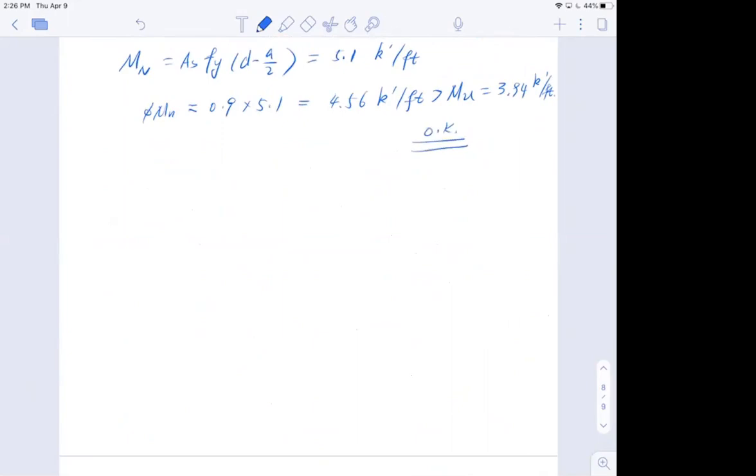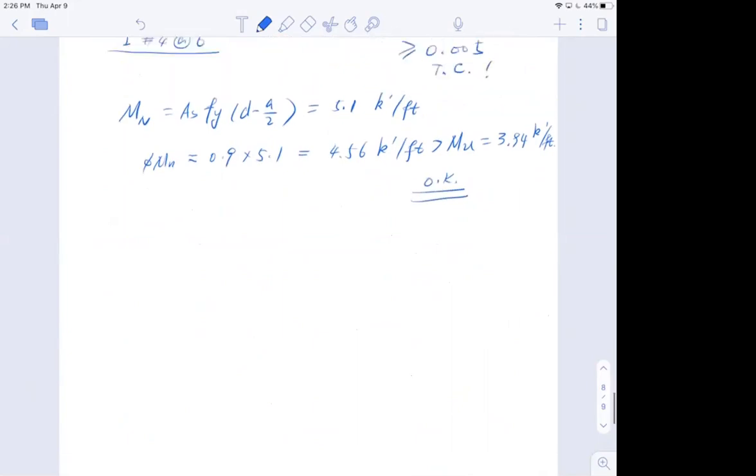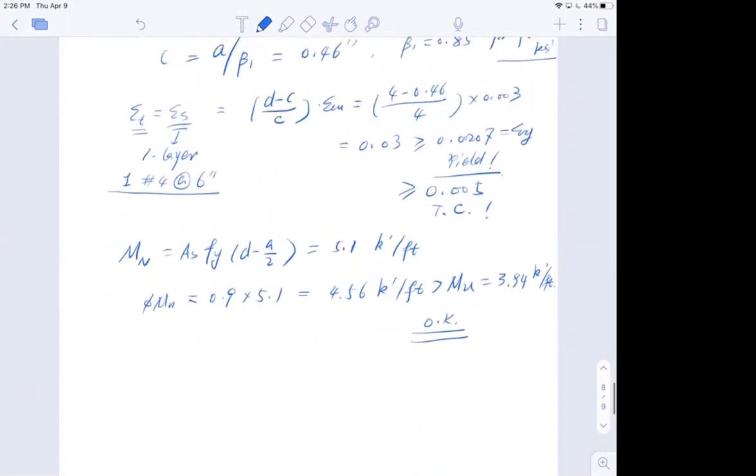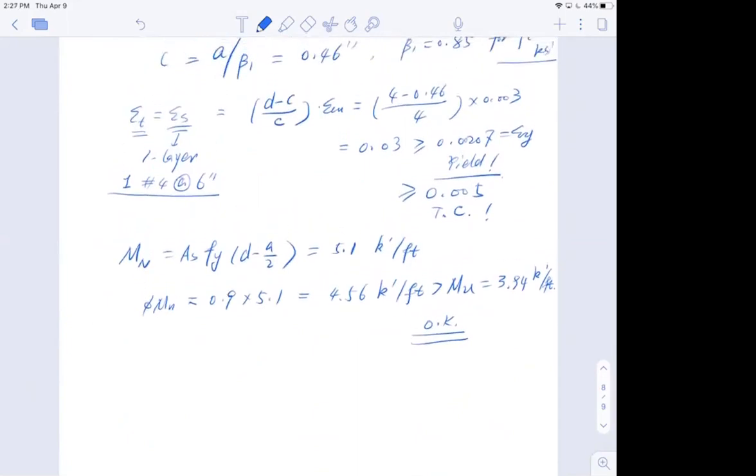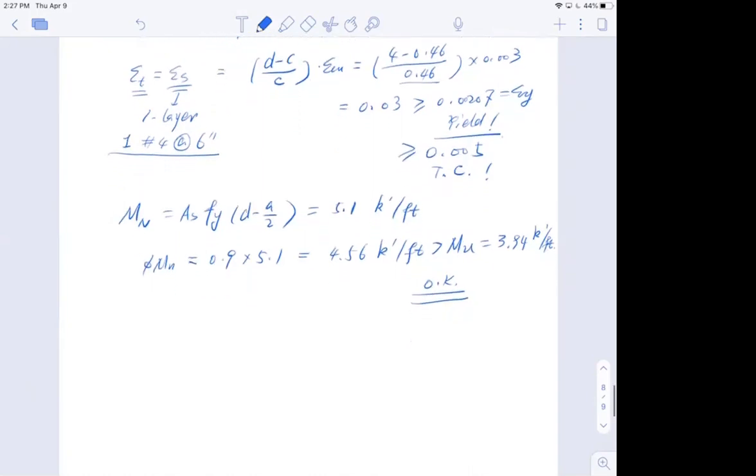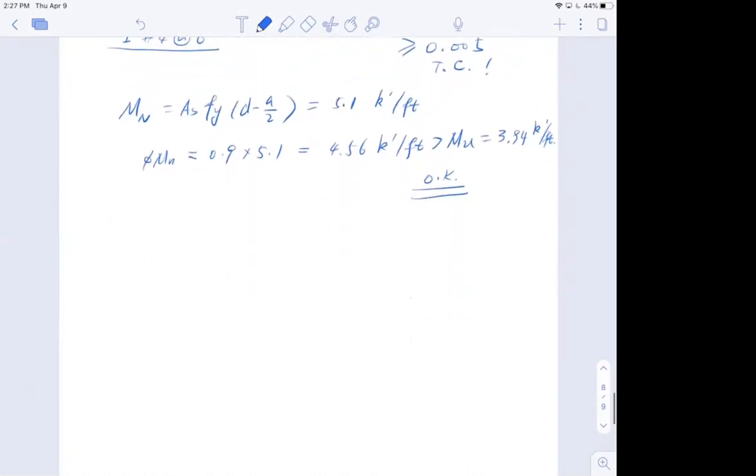Someone says to switch c in the denominator with d. Did I do that? Oh, so sorry, you're right, absolutely. Let me correct it. So sorry, this is an error here. The equation's right, the number I got wrong. Sorry about that. I'll fix it here, 0.46. Thank you for reminding me of that. And now that is phi Mn. So I got 4.56, which is bigger than 3.94 kip-foot per foot.